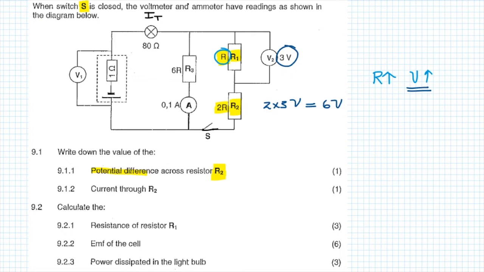And therefore, the answer to question 9.1.1 is 6 volts. On to question 9.1.2, it says determine or write down the current through resistor 2. So the only current reading that we have here is the current in this part of the circuit. Remember, the current is going to divide.